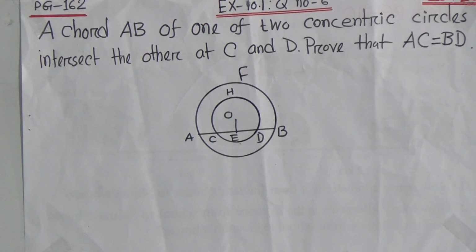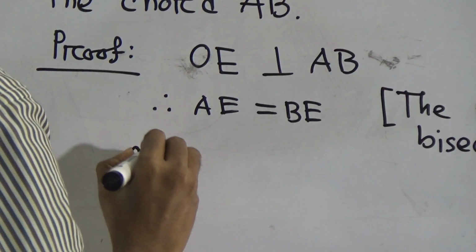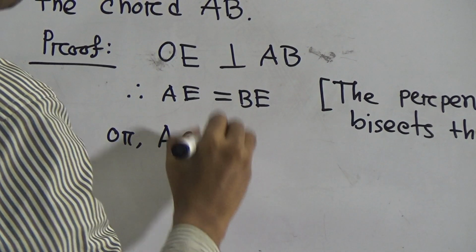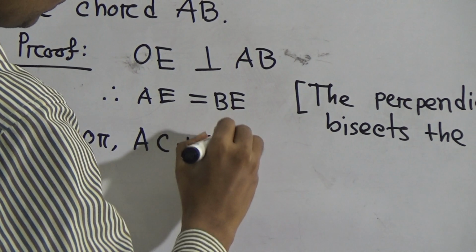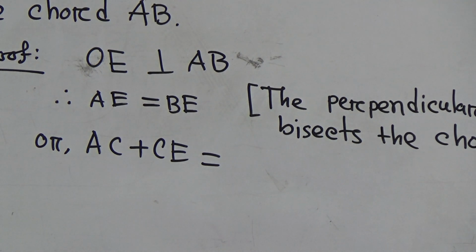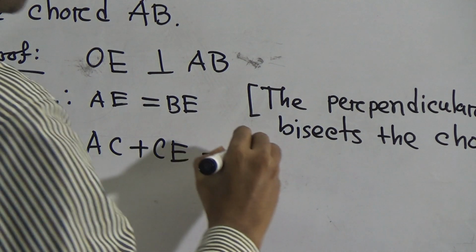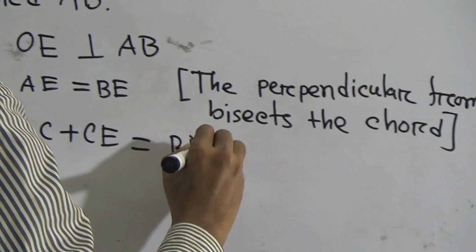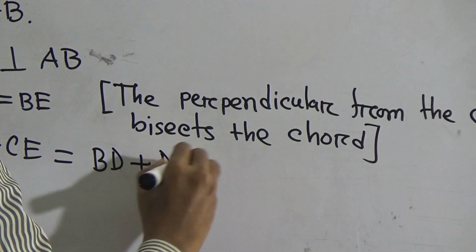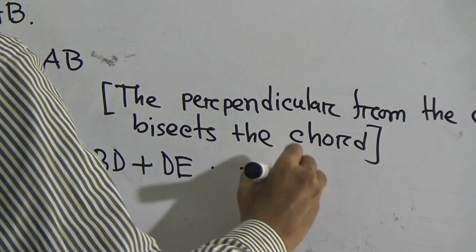Okay, now write here: AE equal to AC plus CE. Okay, AE, that means AC plus CE. Similarly, BE means BD plus DE. Okay, you write here, this is the equation number 1.